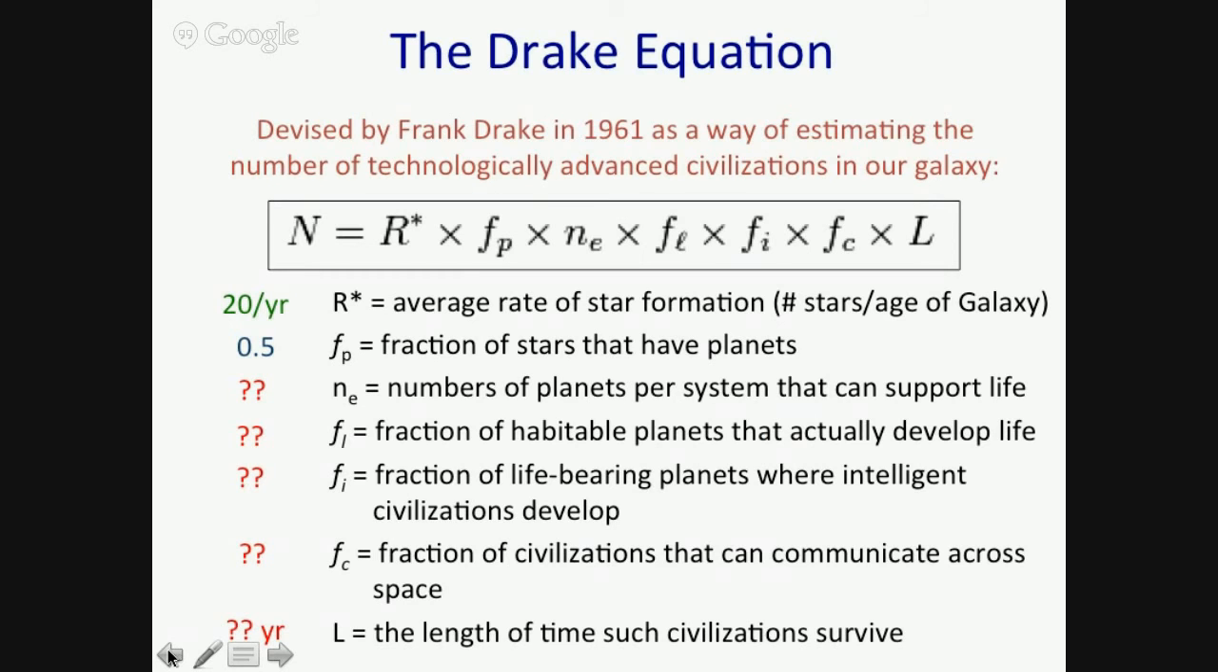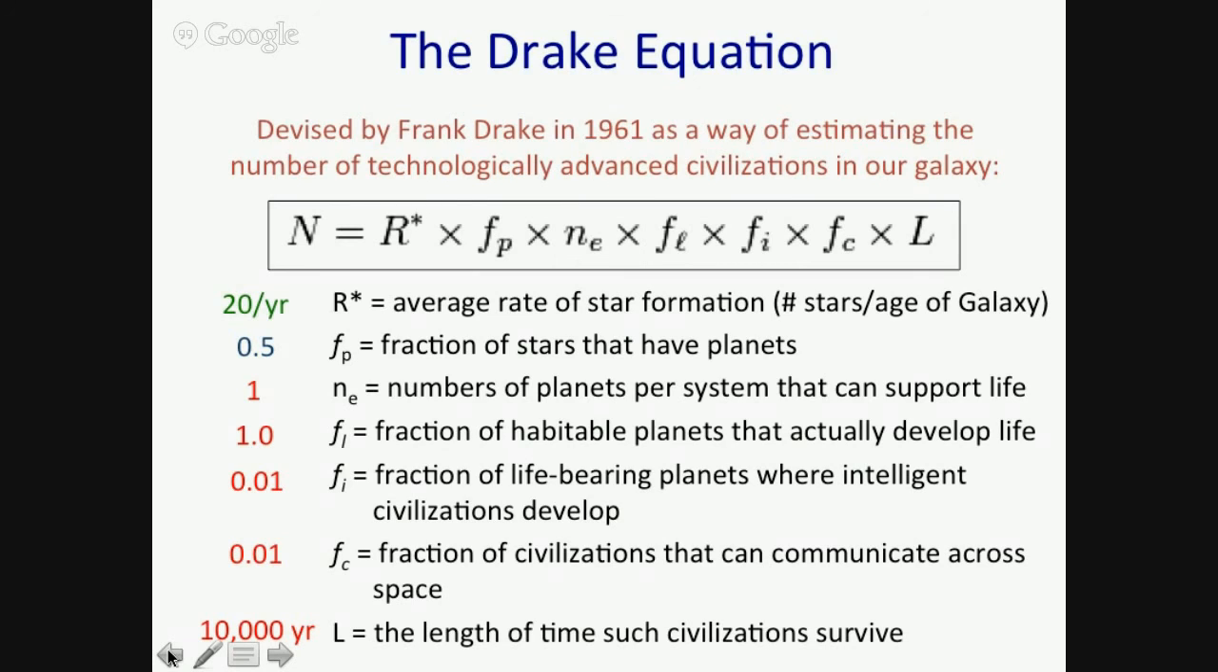So all of these things factored together give you some estimate, at least in this framework, of the number of civilizations, so you can start plugging in numbers and guesses for these things. For example, if I want to guess the number of planets that can support life in a system, let's say there's one, like the Earth.